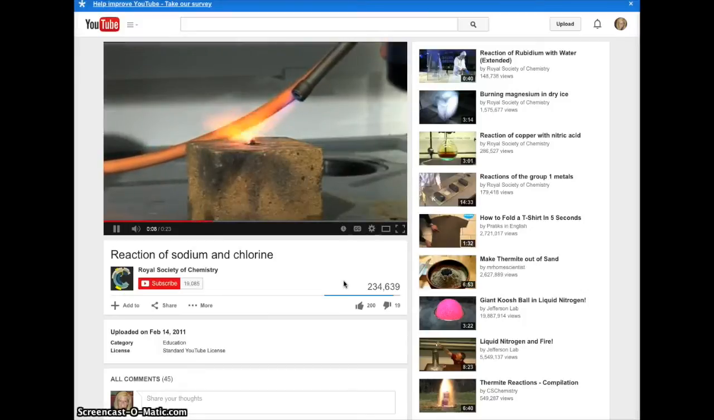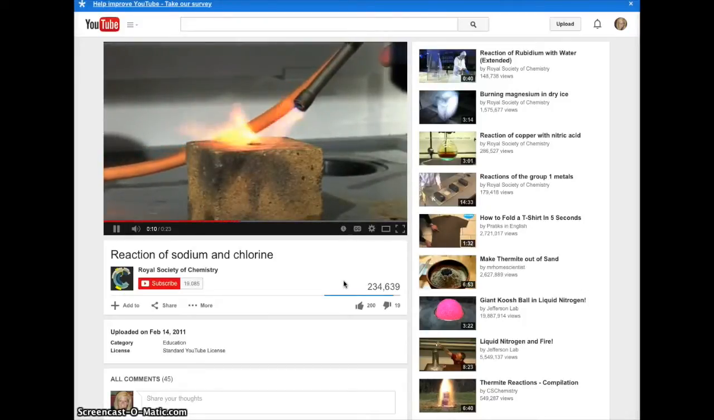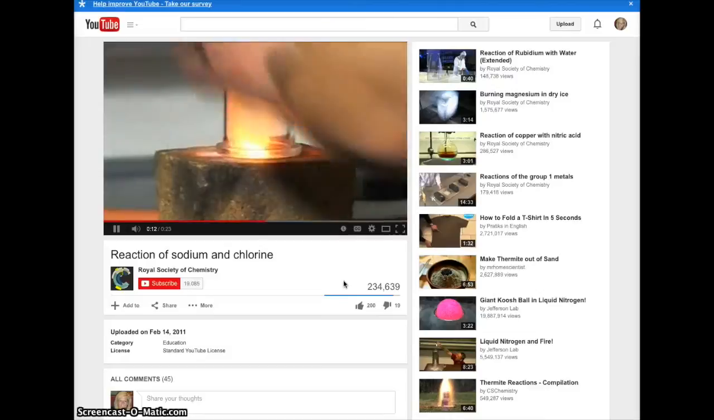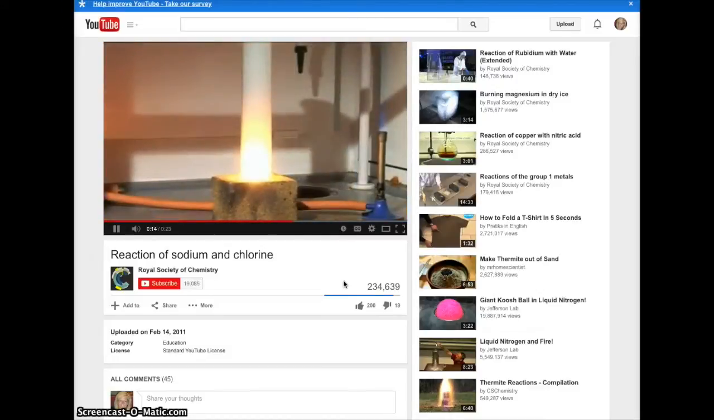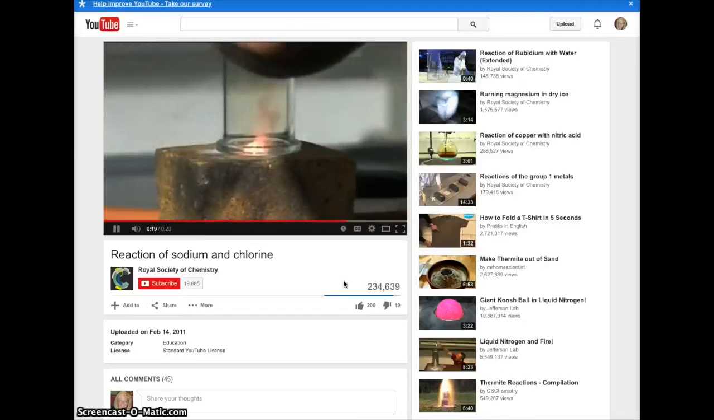This is a lump of sodium. When it gets really hot, it melts. If you mix it with a jar of chlorine, a reaction immediately takes place to form sodium chloride, or common salt.